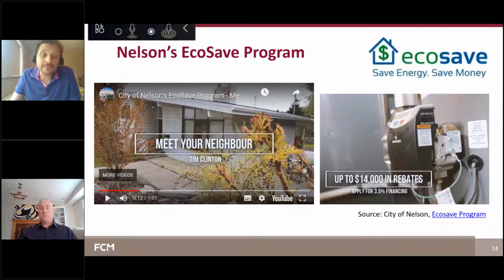Participants can then access a loan of up to $16,000 at a 3.5% fixed interest rate, with a choice of a 5 or 10-year payment term, to undertake eligible energy efficiency and water conservation upgrades. The loan is then repaid through fixed installments on the resident's utility bill. The EcoSave program has been successful in advancing strategies related to Nelson's low carbon path to 2040, its climate action plan, and community energy plans as well. And part of the success involved the program being expanded to include coverage across the entire Regional District of Central Kootenay.